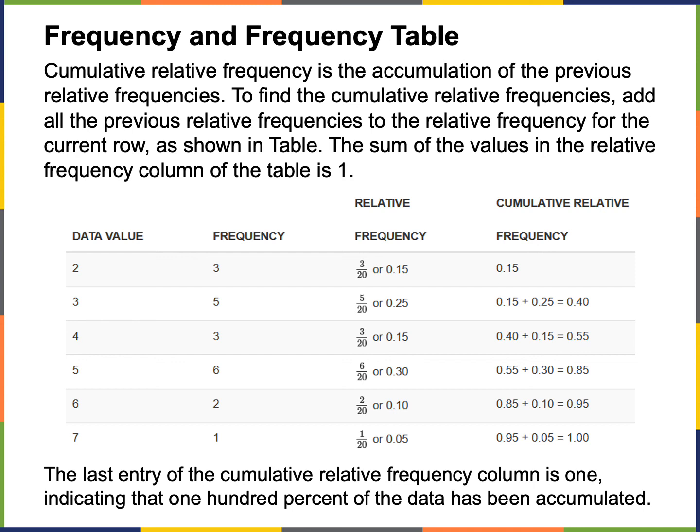So cool. Like if I add all this together, that's 1. If I add all these together, that's 0.95. If I add all these together, that's 0.85. If I add all these together, that's 0.55. If I add these two together, that's 0.4. And if I add this to nothing, it's 0.15.